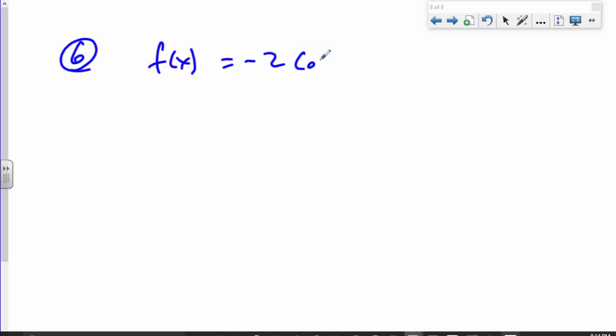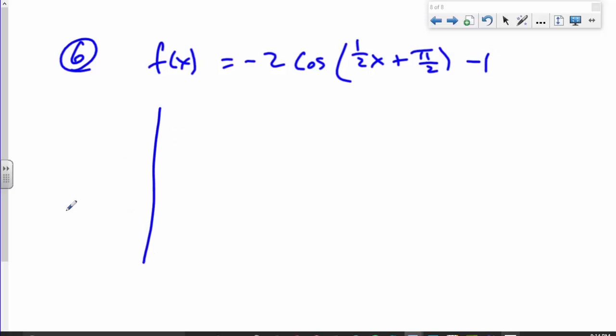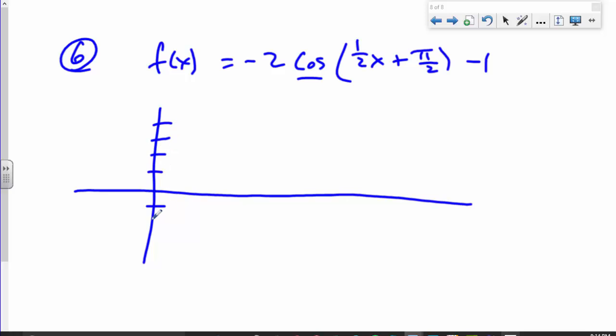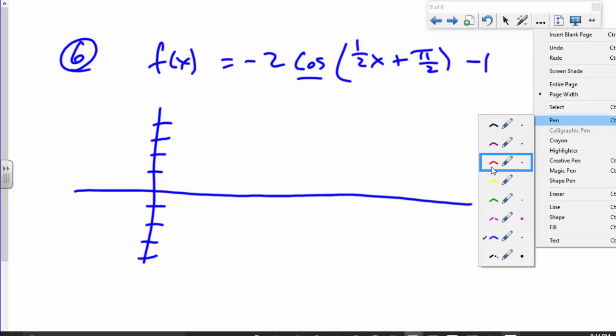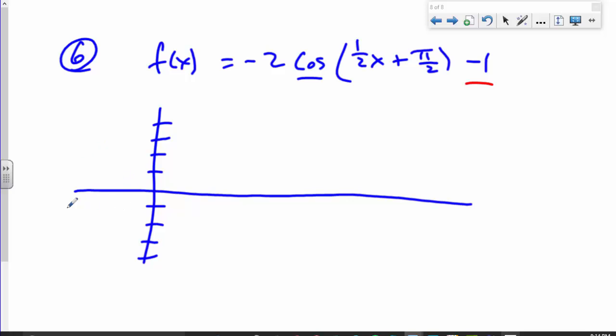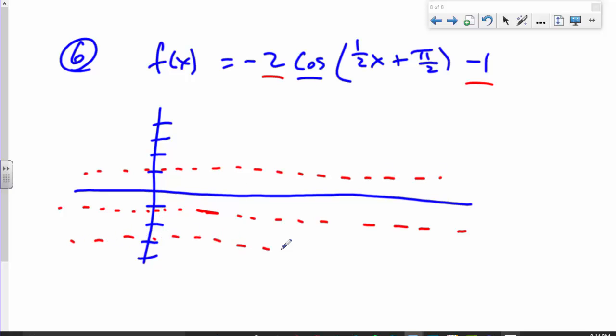This is -2 cosine of 1/2 x plus pi over 2, and that's -1. So let's go ahead and graph this final one. The only thing different about this one is you notice this is a cosine, so that's something to take note of. And then we draw. My guidelines start at -1. That's the new center, which is down here at -1. My amplitude is 2, so I'm going to go up 1, 2 from there. And down 2 from here, so 1, 2. And let's graph.